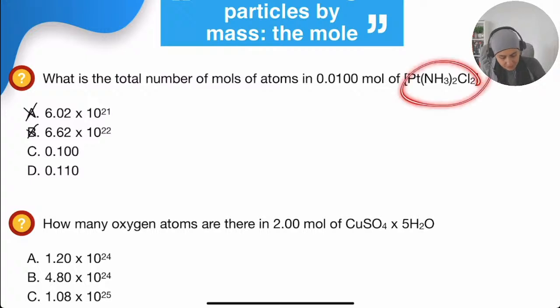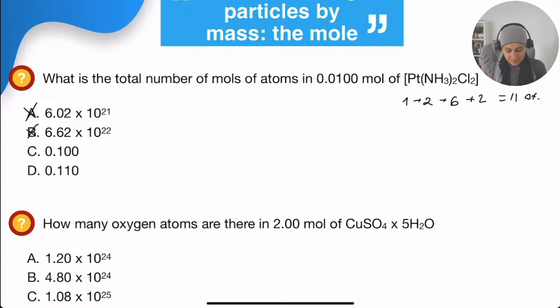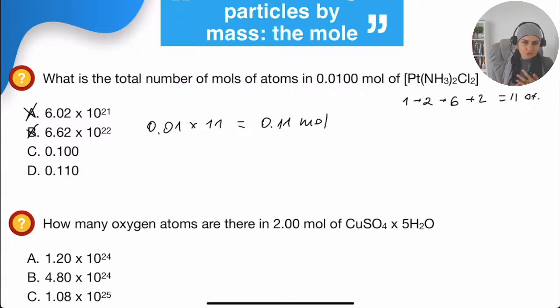So in this formula, I have one platinum, two nitrogens, plus 3 times 2, 6 hydrogens, and 2 chlorines, right? So in total, it's 11 atoms. So I have 11 atoms per formula. So if I have 0.01 moles, I would have 0.01 times 11, so that would be 0.11. That's the moles of atoms. If they asked me what is the total number of atoms there, I would multiply it by Avogadro.